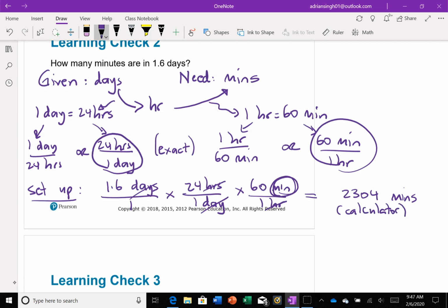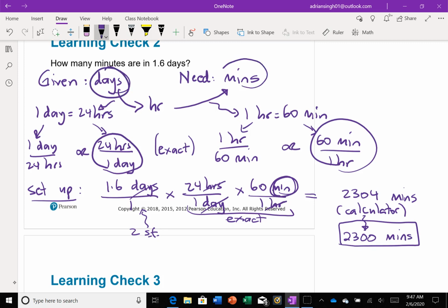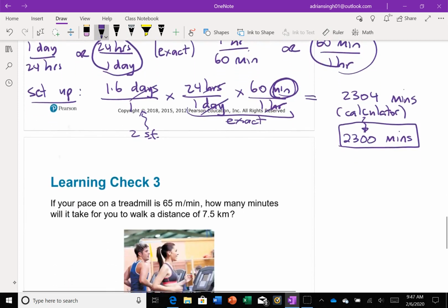All right, and we said at the beginning here that our time conversions, these are all exact. So they're not going to limit how many sig figs we have, but our original number is, and this has 2 sig figs. So we need to round this to 2 significant figures. So that'll be 2,300 minutes as your final answer. And it does make sense, right? We're going from days, which is a big unit, to minutes, which is a much smaller unit. So our final answer should be a bigger value than what we started with.